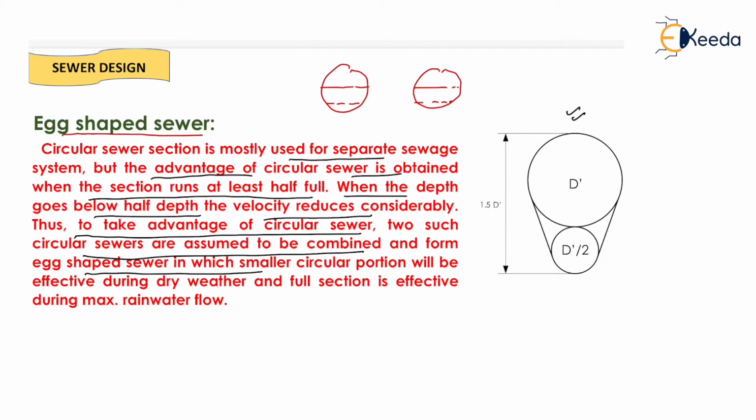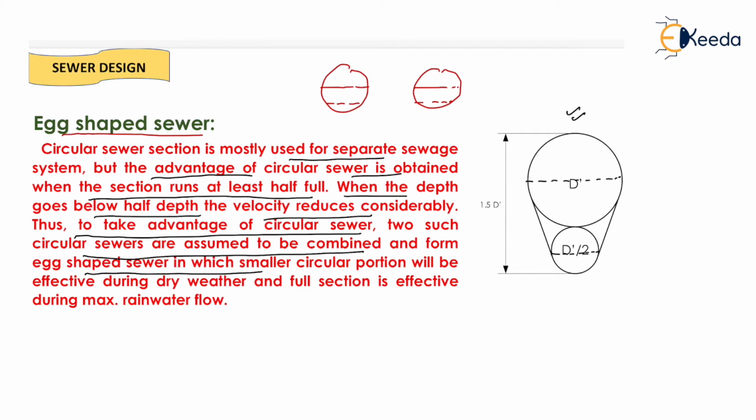Now the smaller circular portion, in the summer season when the flowing water is very less, will carry the water to this depth. When the depth of flow is half of the small circular sewer, then the small circular sewer will be efficient during the summer season. And in the rainy season, when there is enough water, the water will flow to this depth. So in the summer season the smaller section is used effectively, and in the rainy season the larger circular section is used effectively.